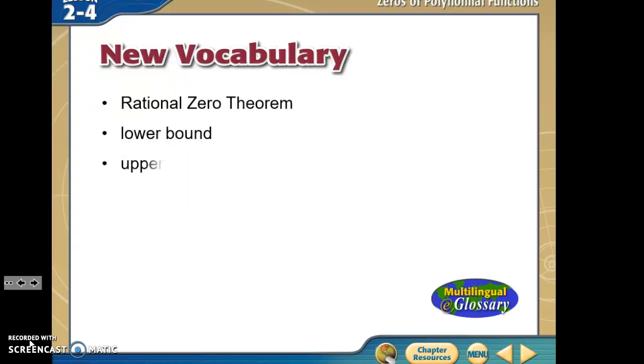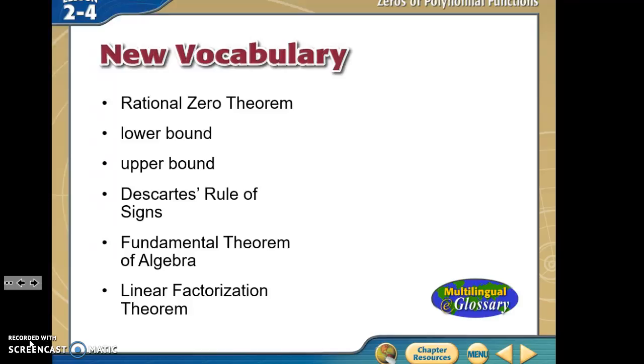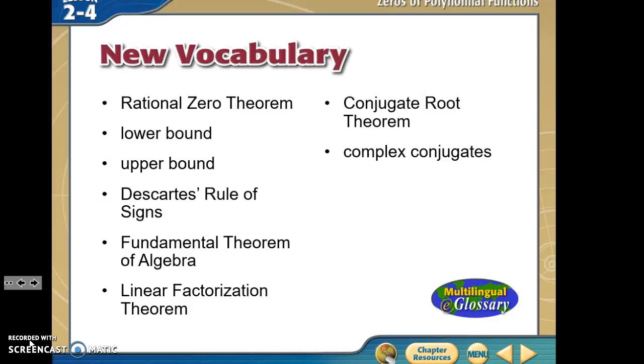So we have new vocabulary, and these are sprinkled through the notes. I think that's the last one. Nope. All right, so we'll have that list of vocabulary.